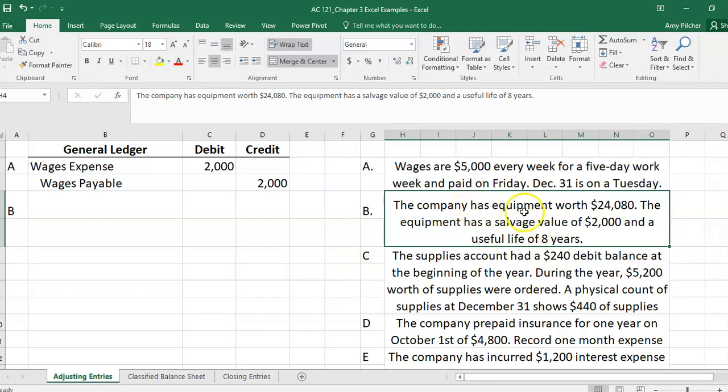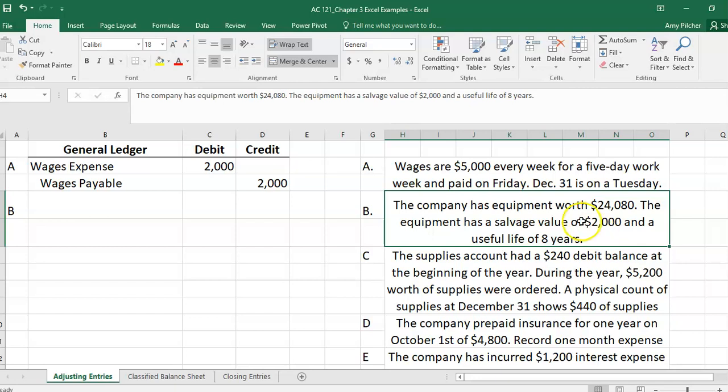So we have equipment that is worth $24,080. That's its historical cost that it's recorded in our books following the historical cost principle. The equipment has a salvage value of $2,000. This means that when we dispose of this equipment, we believe we can sell it used for $2,000, and a useful life of 8 years. That means that our company plans to use it for 8 years before we dispose of it and get new equipment.